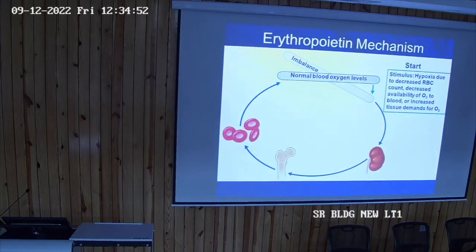That is the normal blood oxygen level. If the balance gets disturbed, it starts the stimulus of hypoxia due to decreased RBC count, decreased availability of oxygen to the blood, or increased tissue demand for oxygen. Either may be the reason for hypoxia.